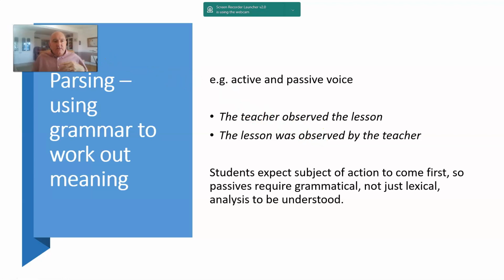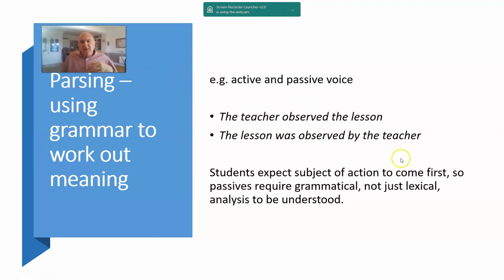So, for example, if you had two sentences, the teacher observed the lesson, and the lesson was observed by the teacher. Normally, we expect the pattern subject, verb, object, and normally it's the subject, which is the doer of the activity.